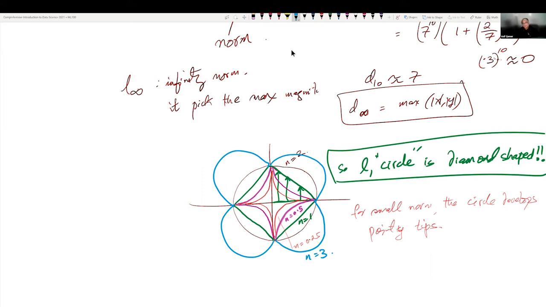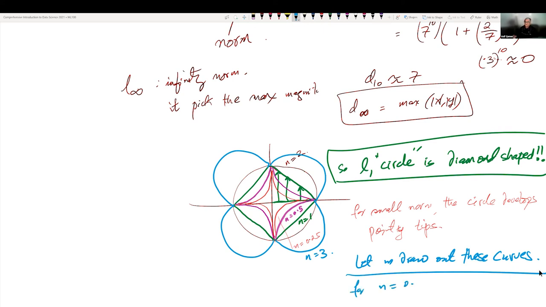So, try this out, guys. By the way, why don't we do this? Let's do a lab. Let's draw out all these curves. Let's take it for n is equal to 0.25, 0.5. And in case I've made a mistake, we'll learn. We'll all learn something. All right?